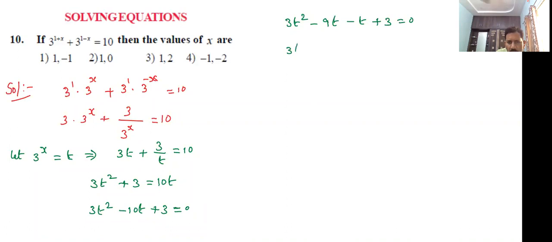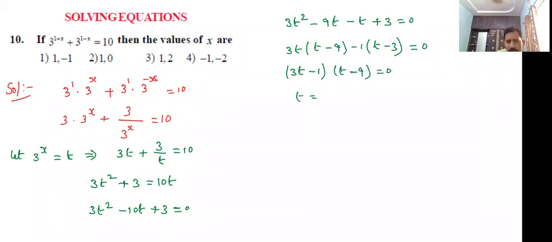First two terms, take 3t common. We get t minus 3, and from the last two terms, minus 1 common. We get t minus 3, that is equal to 0. So 3t minus 1 into t minus 3 is equal to 0. Then what is the t value? Sorry, here 3t common means we get t minus 3. Okay. t is equal to 1 by 3. Another one, t is equal to 3.